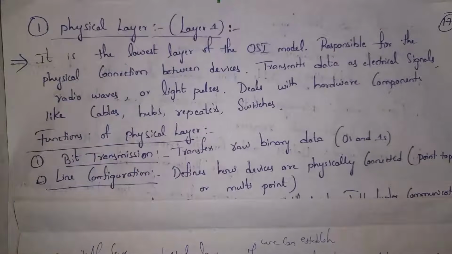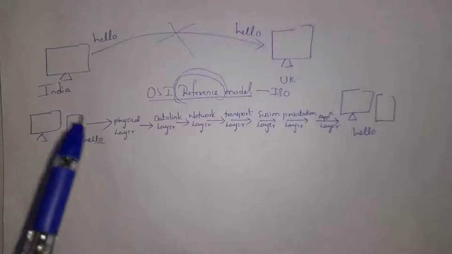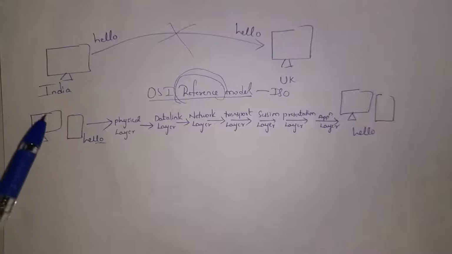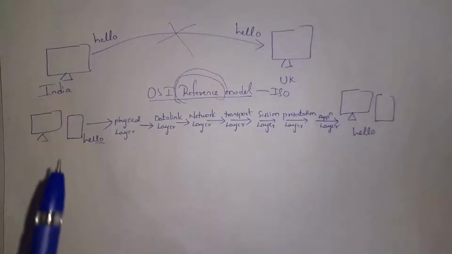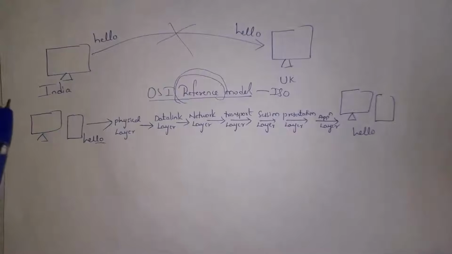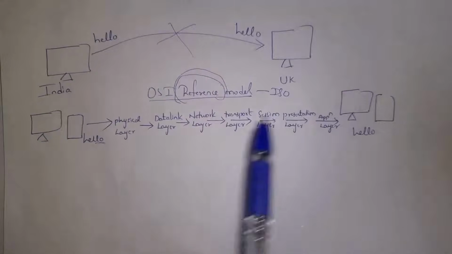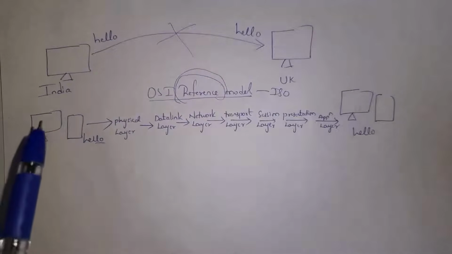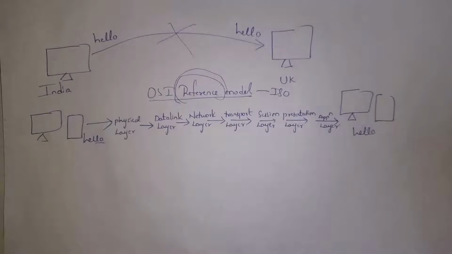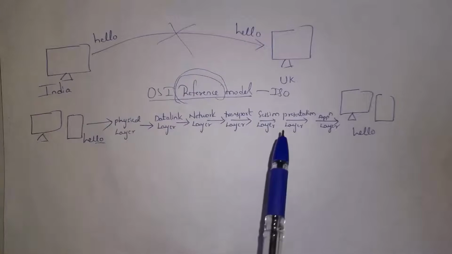I'll give one example. For example, I want to send the message hello to my friend who is in the UK. If you want to send a message, then at first you need to connect these devices. So by using the physical layer, we can connect devices. The connection can be either wired or wireless.